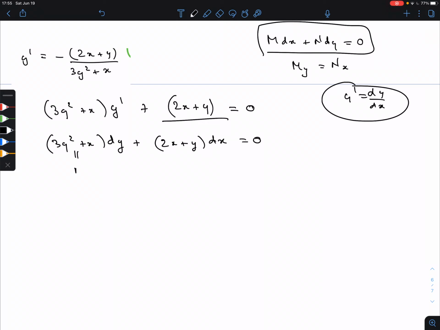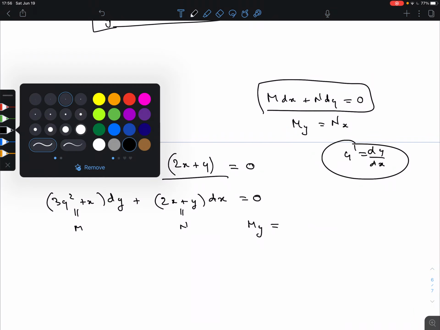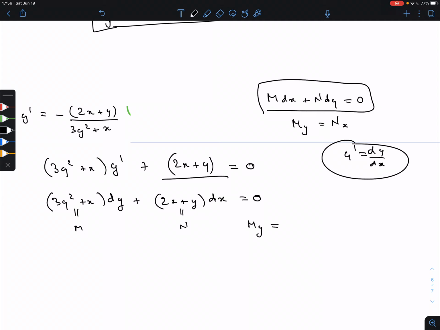So if this is M, and this is N, what we have to calculate is M_y. What is M_y? The partial derivative. Oh shoot, I copied this wrong. Jesus, people, I'm so sorry. I keep copying this thing wrong. It's the reciprocal fraction. I apologize for this. I wrote a fraction wrong. It's the flipped over fraction.